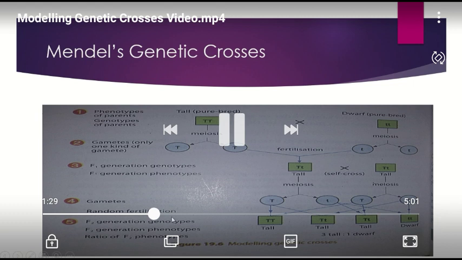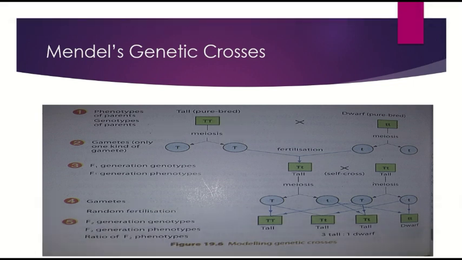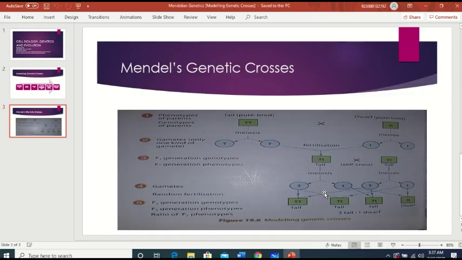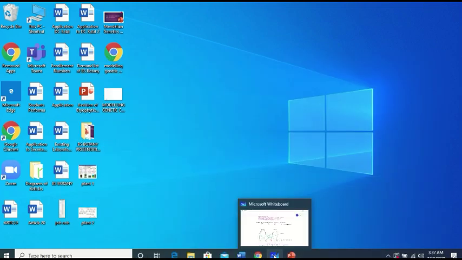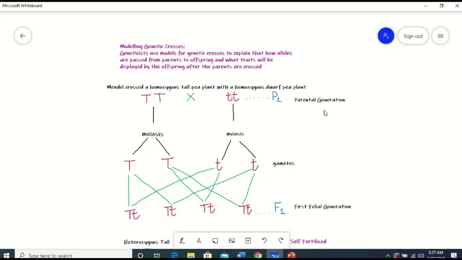Mendel used genetic crosses for pea plants and introduced a new theory of inheritance based on his experimental work with pea plants. Now I will explain a model of Mendel's genetic cross on Microsoft Whiteboard that I have made earlier. Again, I will discuss modeling genetic crosses. Geneticists use models for genetic crosses to explain how alleles are passed from one generation to another generation and how traits will be displayed by the offspring after the parents are crossed.